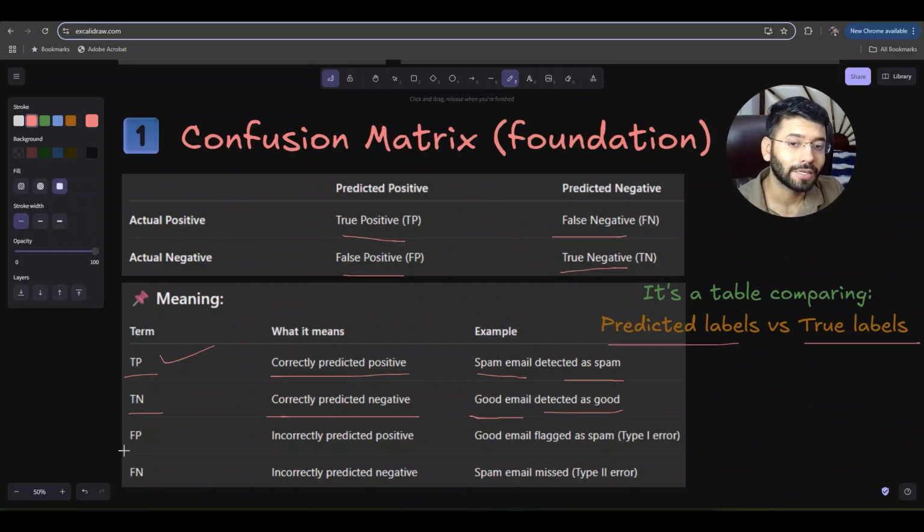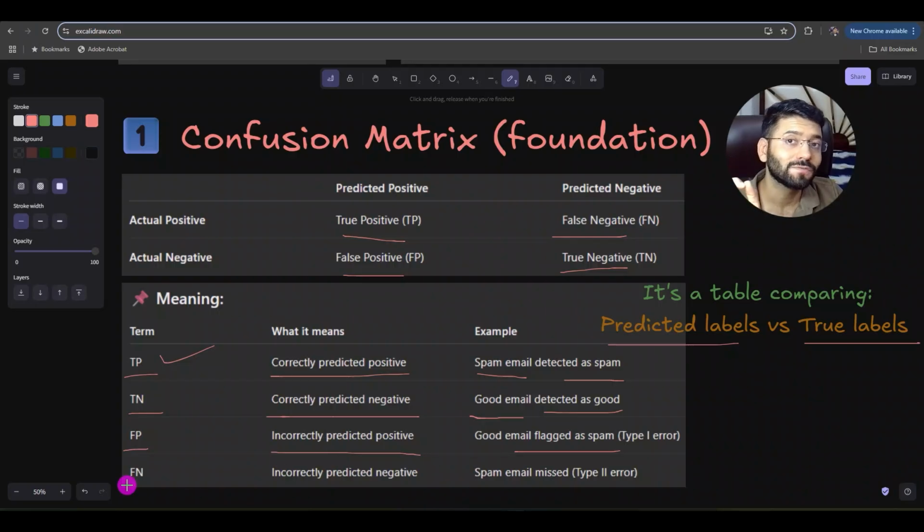After this, the third term is false positive. It means we incorrectly predicted positive. For example, in a spam detection system, there was an email which was actually not a spam email, but we flagged it as spam, so it was a false positive. Why is it a case of false positive? Because we incorrectly predicted, that's why it's false. But why positive? Because it's a spam detection system and we gave a positive, that is, we said it's spam, but actually in reality it wasn't spam, so it was a false prediction, hence a false positive.